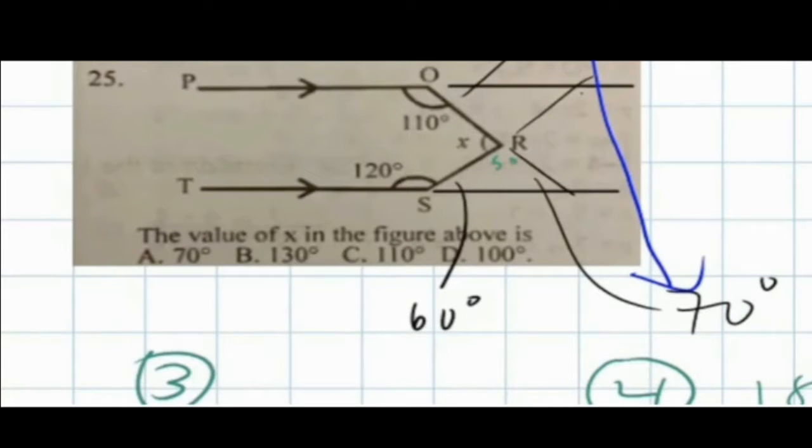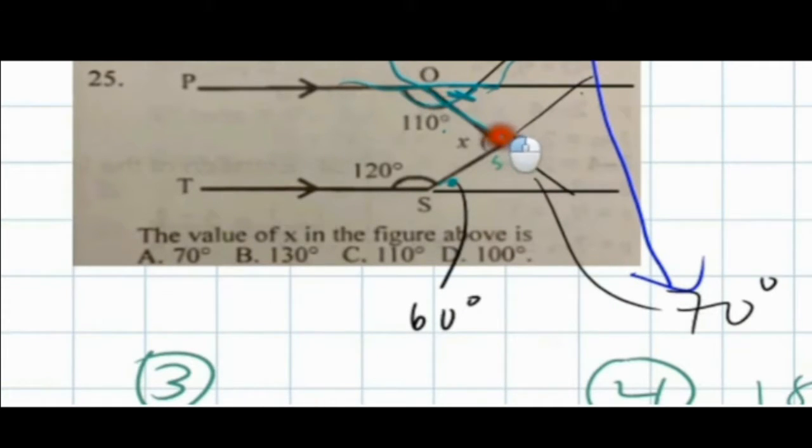Question 25 wants to find out what the value of x in the figure is. So what we need to do is take our knowledge of parallel lines and angles and put it all together. First off, since this is 110 and this is a straight line, this full angle is 180, meaning that 180 minus 110 tells us that this inner angle is the 70 degrees that I've labeled up here. Using that same process, I took 180 minus 120, and I got that this inner angle was 60 degrees.